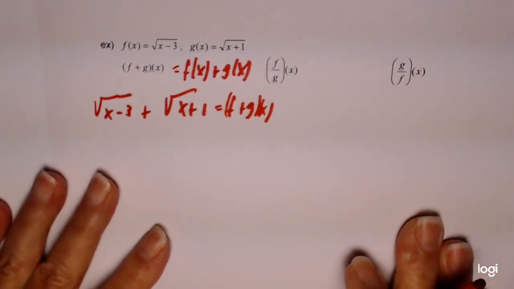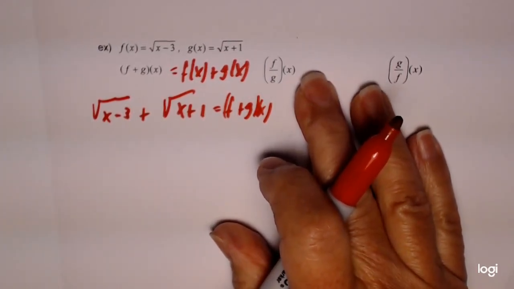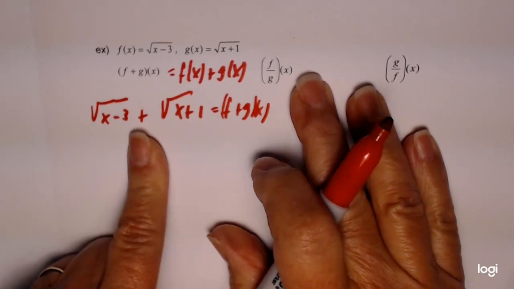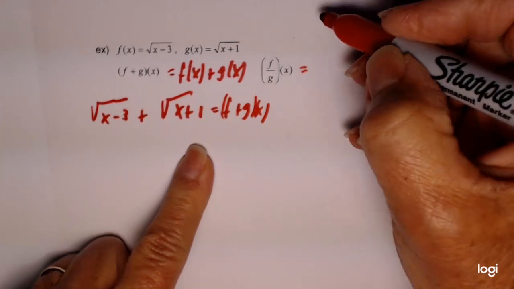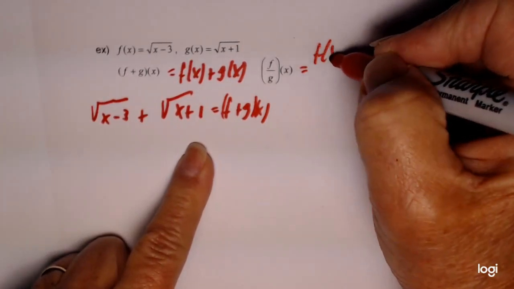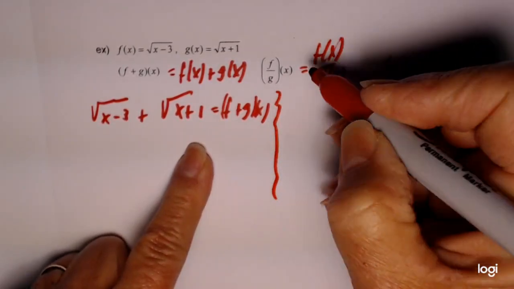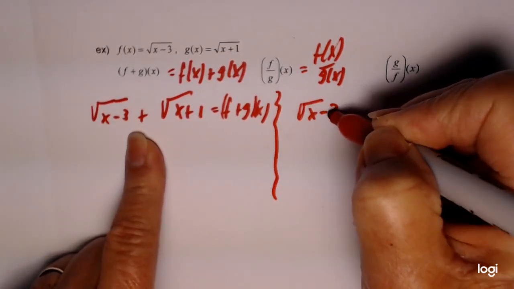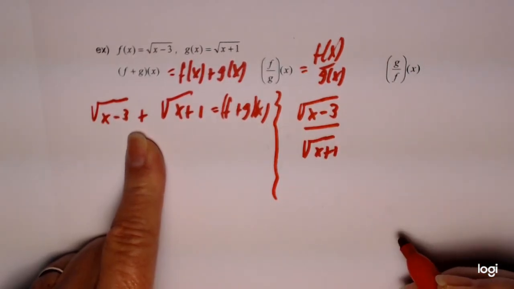Now, let's look at the next one. I'm going to skip the multiplication and the subtraction. I think that you get the idea at this point. I'm here more concerned about the implications for domain. So f divided by g of x, this is going to be f of x over g of x. And so this is going to be square root x minus 3 divided by square root x plus 1.